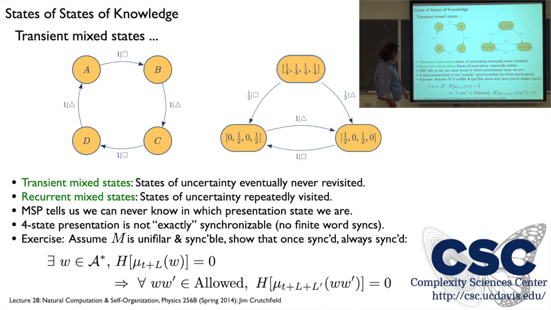So it's kind of a nice little exercise here. If this was unifilar, I could have started with a non-unifilar presentation or something like that, but imagine that this is unifilar, and that it is synchronizing, which this one is not. Then you can show that once you're synced, you're always synced. In other words, there's some word such that the state uncertainty goes to 0. If that happens, then all the allowed following words also lead to these delta function distributions, and so state uncertainty 0.